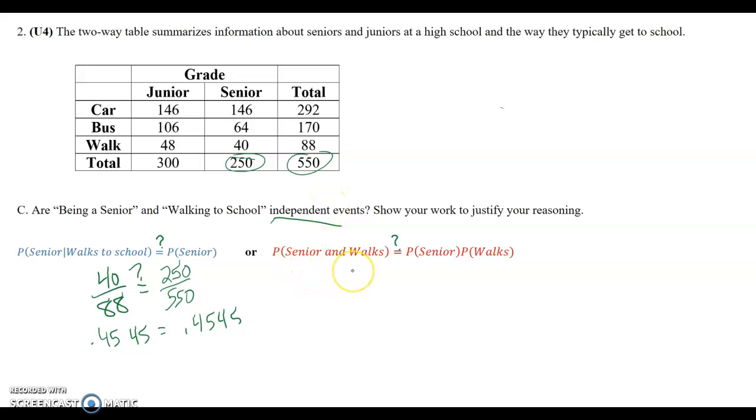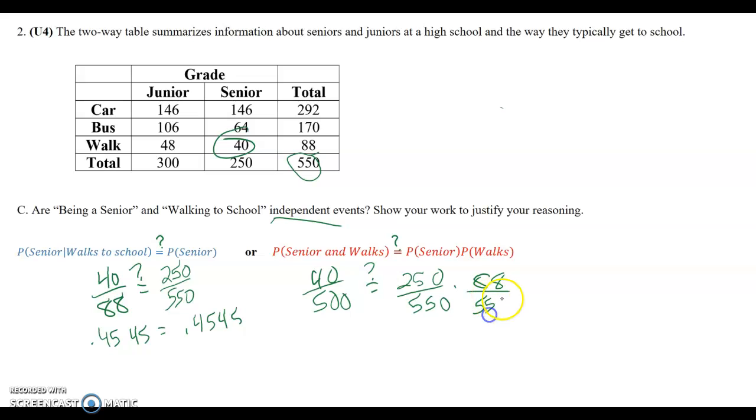So here we go. Probability of senior and walks. Well, that's 40 out of a total of 550. So that's 40 out of 550. I'm checking to see if that equals the probability of senior times the probability of walks. Probability of senior: I see that there are 250 seniors out of a total of 550 students, so the probability that my randomly selected student is a senior is 250 out of 550. Times, because that's what this means, the probability that they walk. Well, a total of 88 out of 550 students walk.